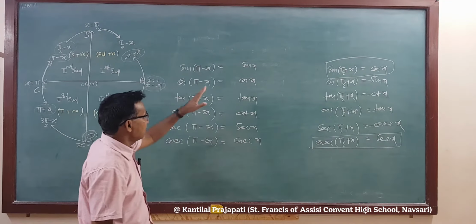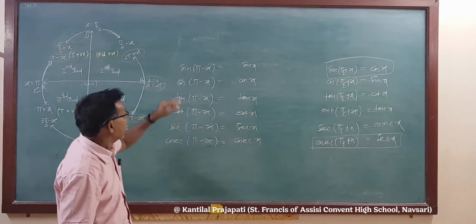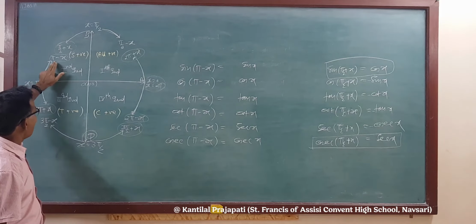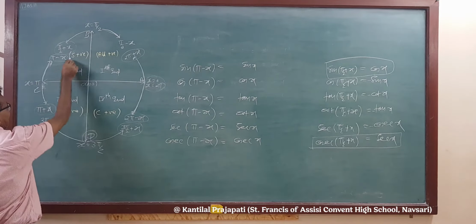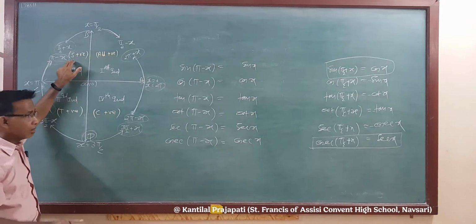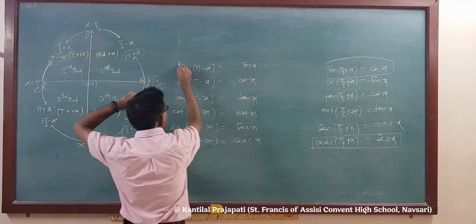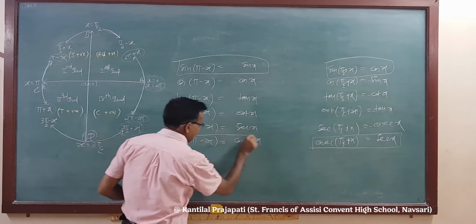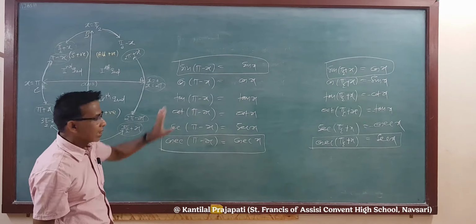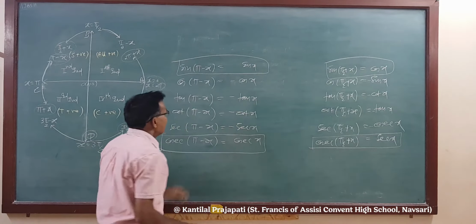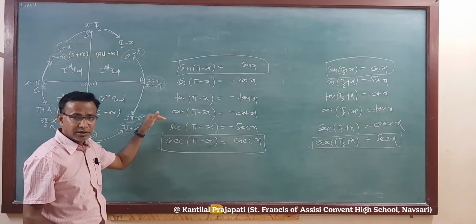Now you have to put the sign of this function, right? For pi minus x, you have to find the quadrant. Pi minus x means the second quadrant. In the second quadrant, sine is positive and its reciprocal cosec is positive. So we get only these two functions positive, and the remaining four are negative, right? Remember this, at pi the function does not change.